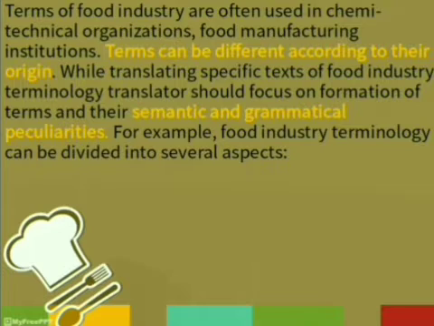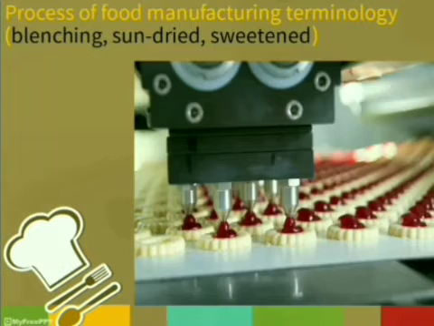Terms of the food industry are often used in chemical-technical organizations and food manufacturing institutions. Terms can be different according to their origin. While translating specific texts of food industry terminology, the translator should focus on the formation of terms and their semantic and grammatical peculiarities. For example, the industry terminology can be divided into several aspects, and they may belong to different spheres: restaurant terminology, production terminology, technology, and so on.